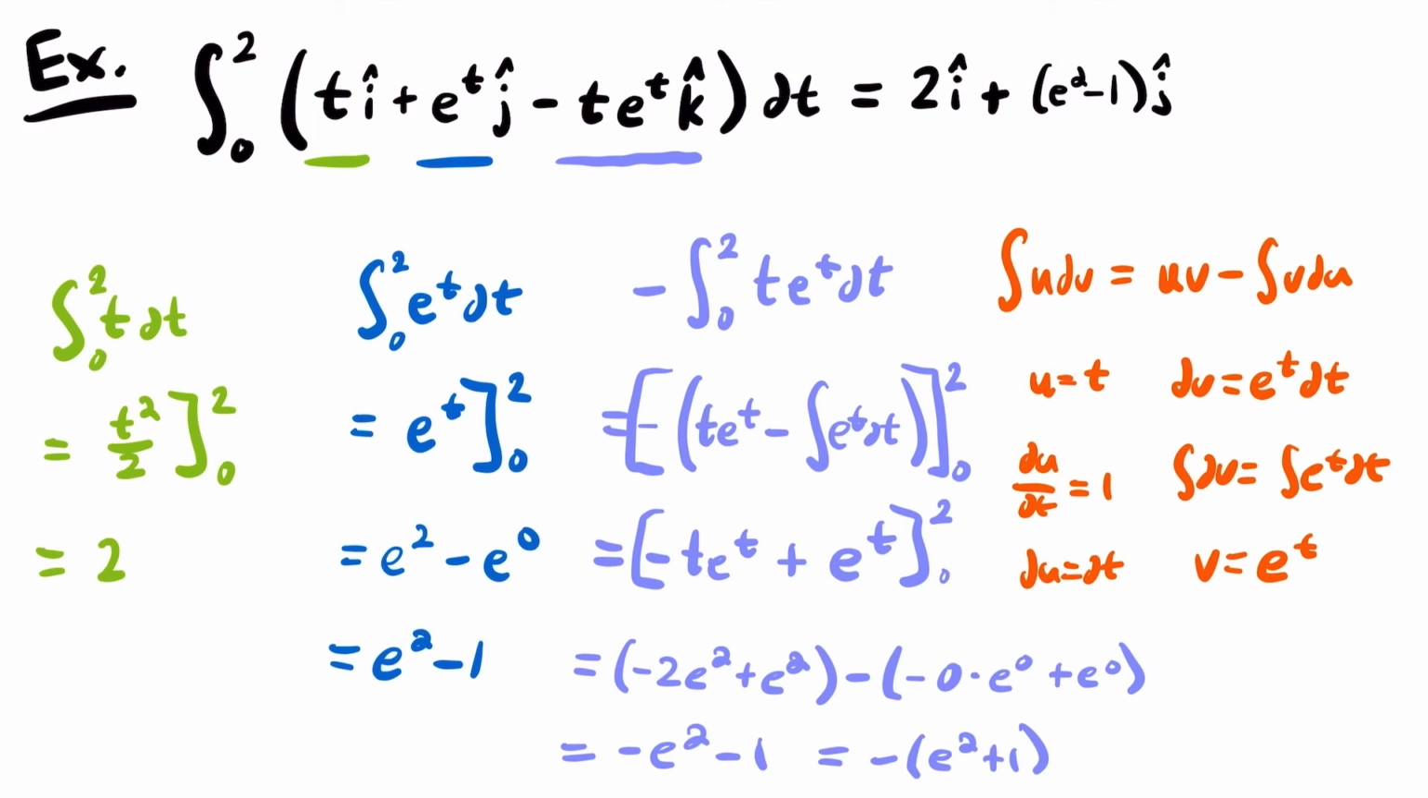Don't forget those parentheses. And then you want to add on the integral of the z component, which was negative e squared plus 1. So we'll have minus e squared plus 1 and multiply that by k. All right, and that is the final answer.